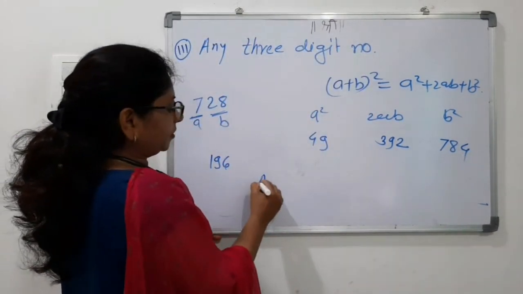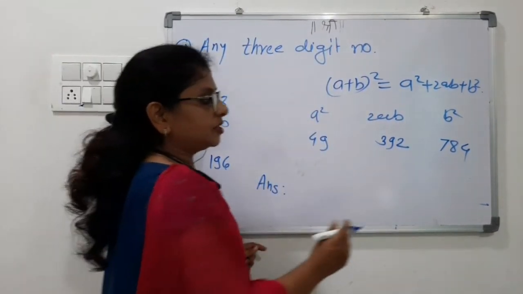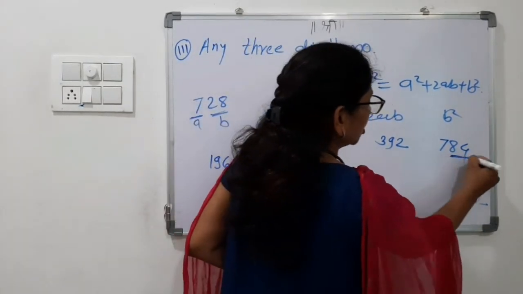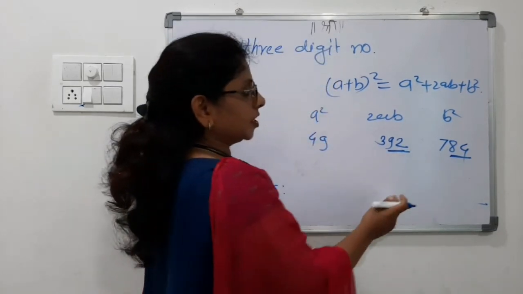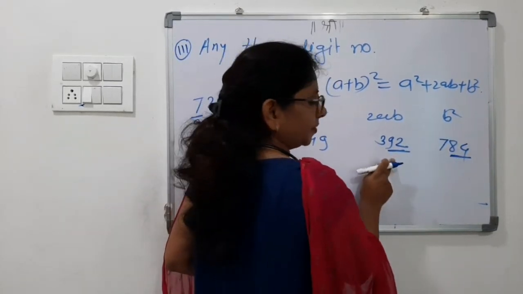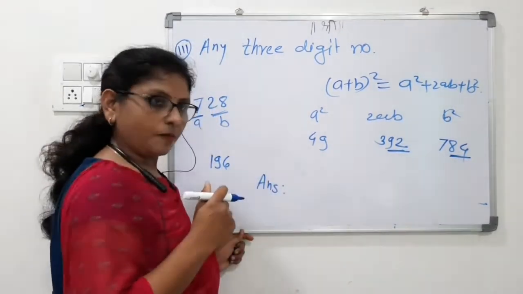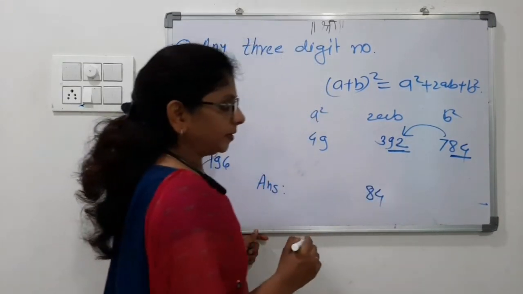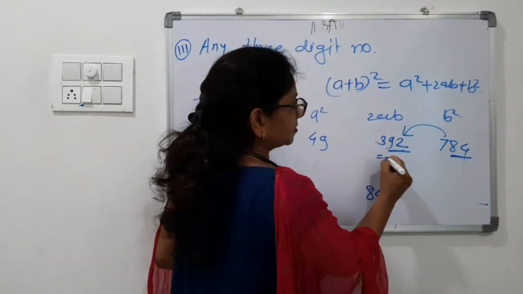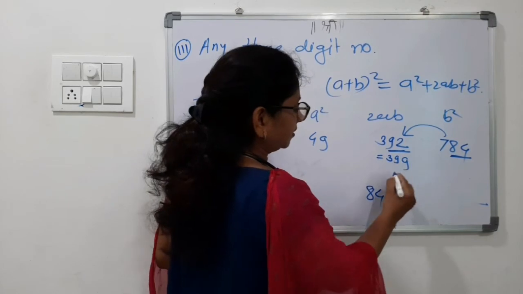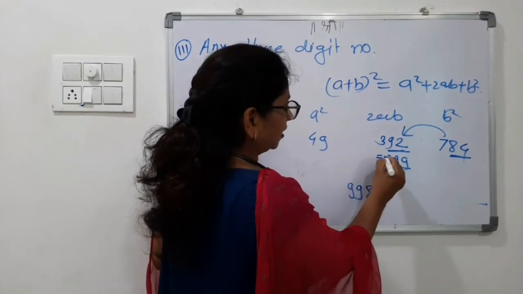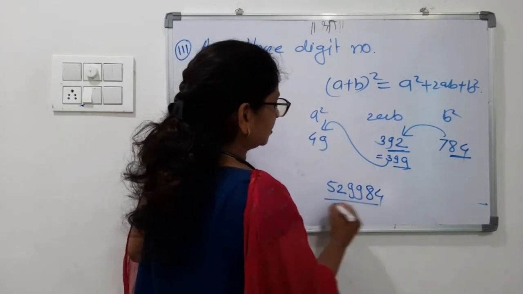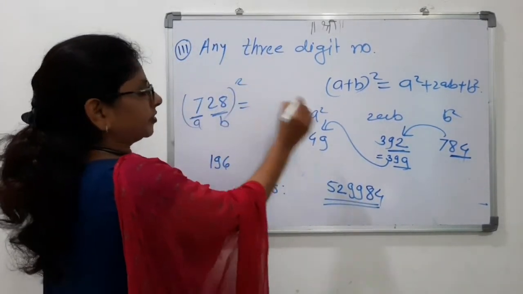Now in case of a 2-digit number, we had used a single digit only, the unit place digit, for our answer. Now here in this case we will use 2 digits from b square, 2 digits from twice ab, and the remaining all digits from a square. So 84 we will take here, 7 will go here for carry. Then if we add them, it becomes 399. 99 we will have here, 3 will go here as carry. 49 plus 3 is 52. This is the square of 728.